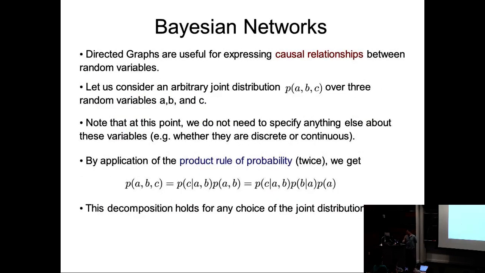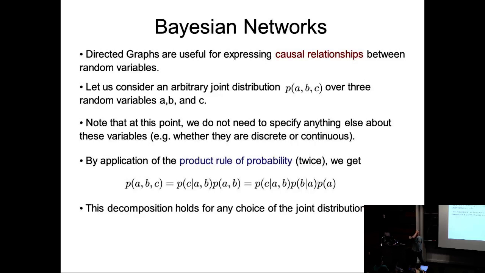So let's look at Bayesian networks first, or directed graphs. Directed graphs are usually useful for expressing causal relationships between random variables, right? So particularly, let's look at the joint distribution of 3 random variables. Okay?